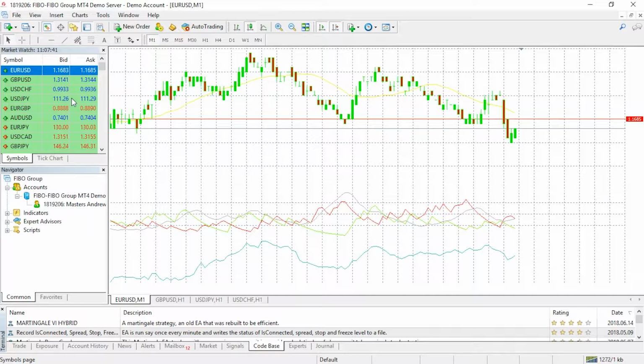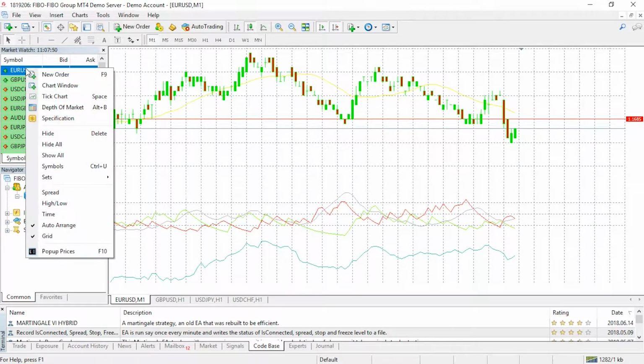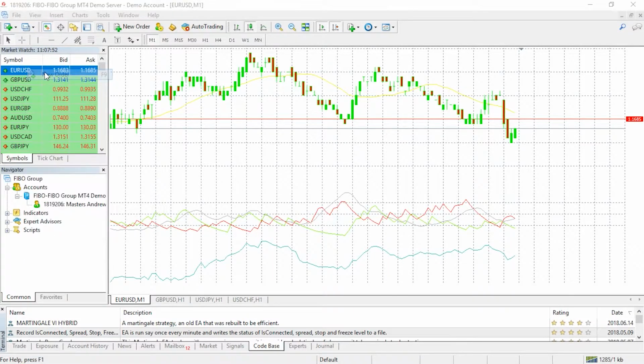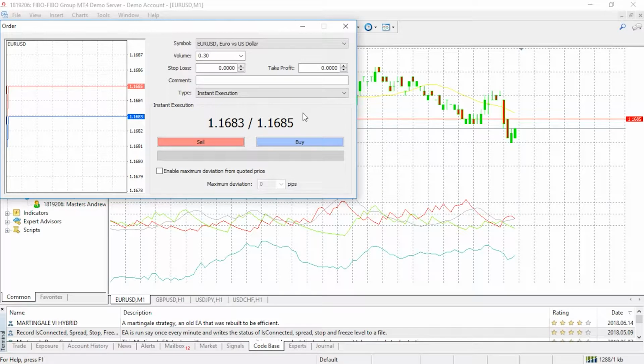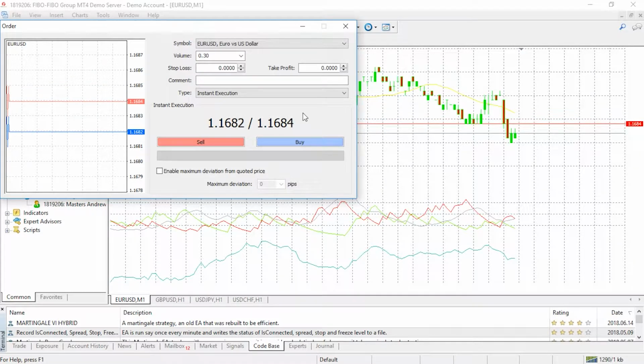We are now going to go through how to place a new trade in Metatrader 4. Go over to the Market Watch window and right-click the mouse and then click on New Order. You can also use the shortcut F9 on your keyboard.